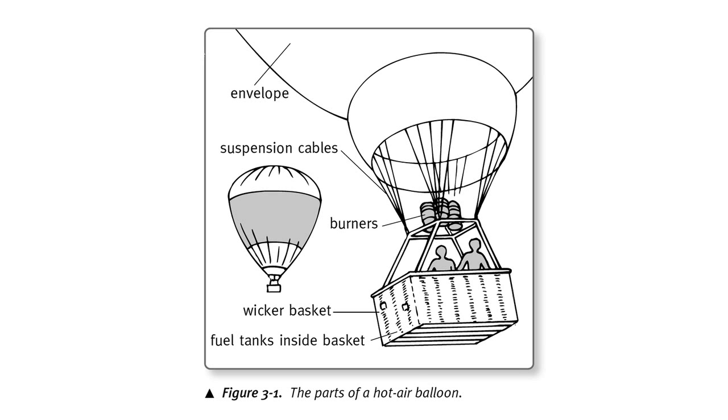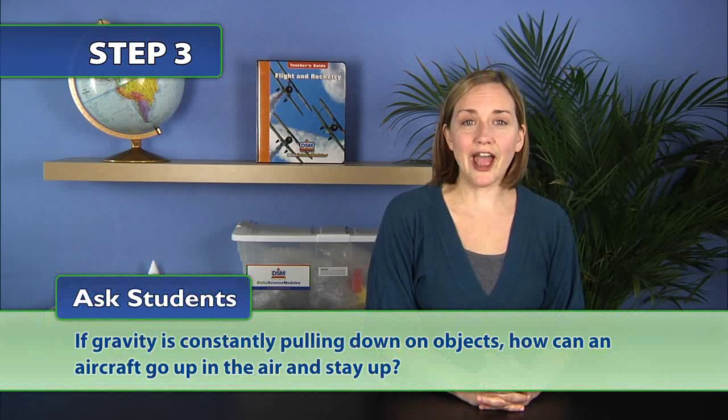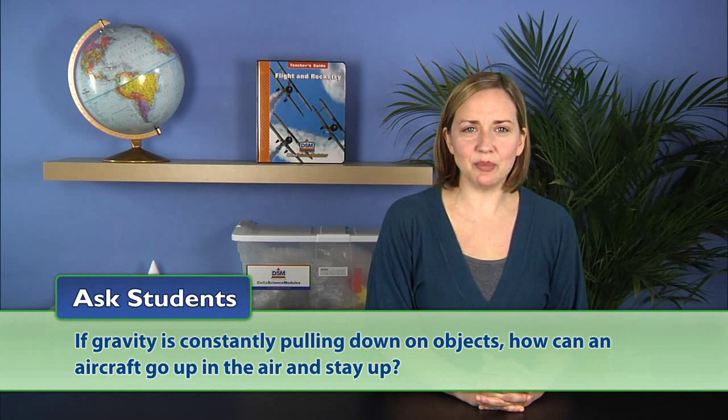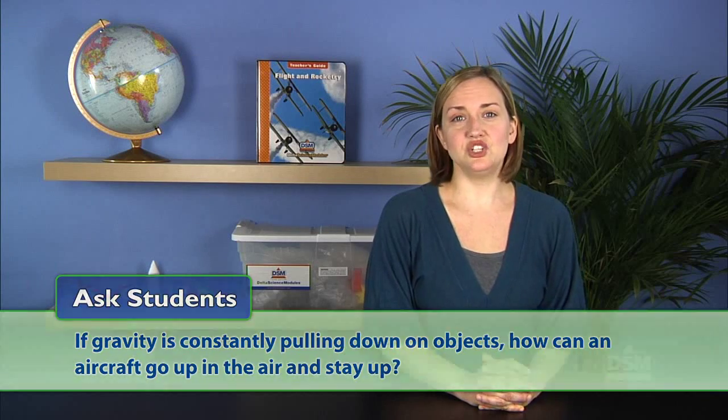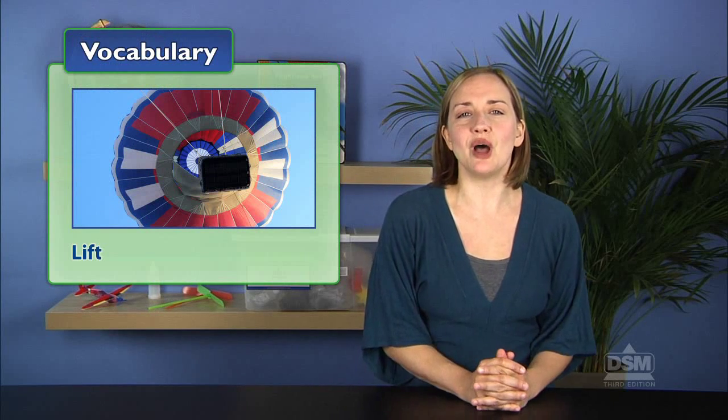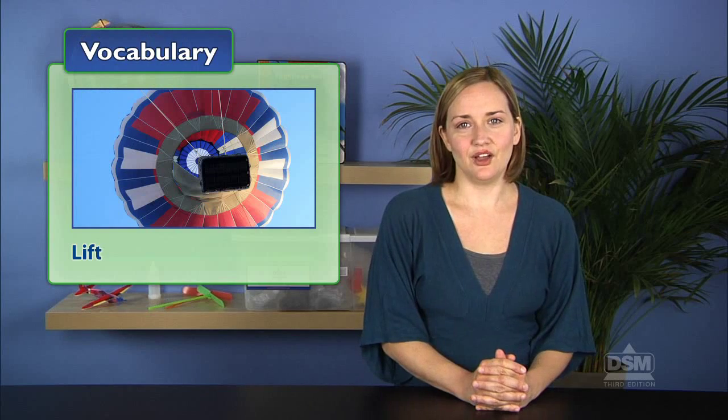Next, ask, if gravity is constantly pulling down on objects, how can an aircraft go up in the air and stay up? Students may guess that the aircraft must be exerting some sort of force to overcome gravity. Explain that lift is the upward force that enables an object to overcome gravity. All aircraft must achieve lift in order to fly. Hot air balloons are considered lighter-than-air crafts. These crafts achieve lift by essentially becoming lighter than air.